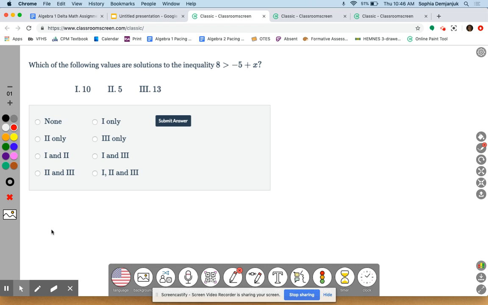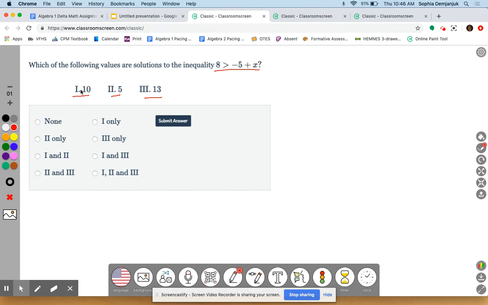Okay, in this lesson, we're going to be looking at different values and seeing which ones are solutions to the inequality. So you have three different options that are listed. For this example, we have 10, 5, and 13. And we're going to plug them into this inequality and see which of these options make it a true inequality.